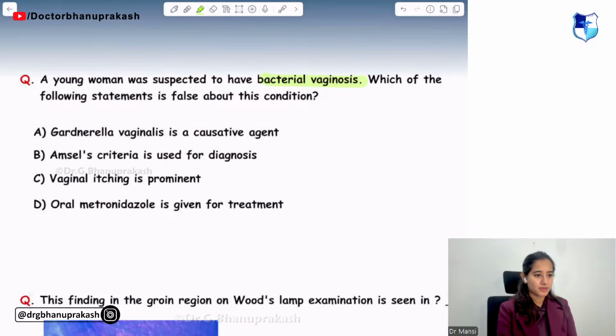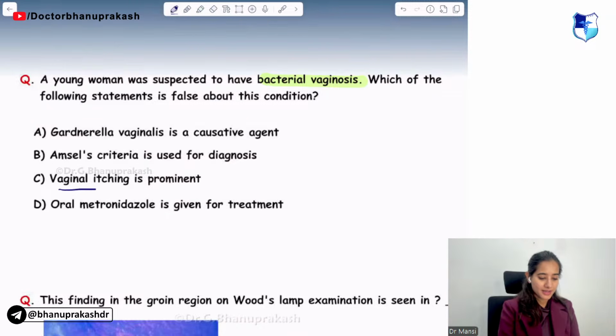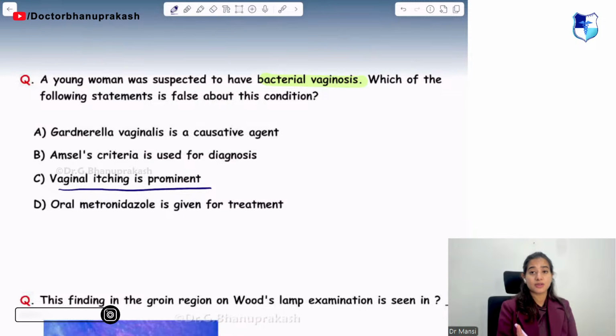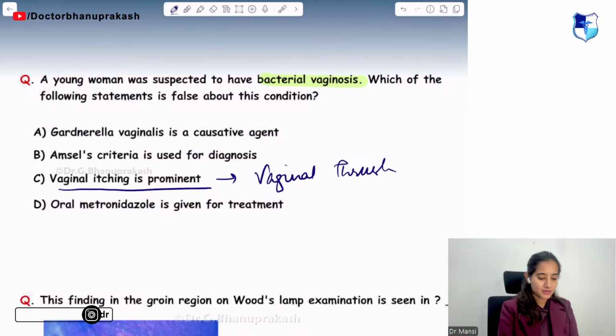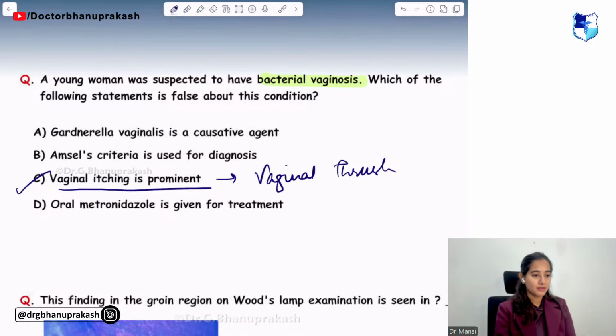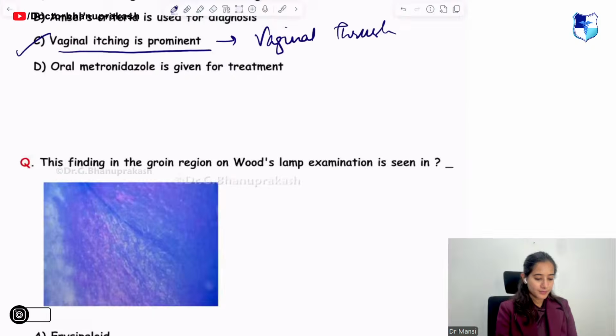A couple of you have come up with the right answer. Bhuvan, you're absolutely right. As Bhuvan said very correctly and precisely, prominent, very intense vaginal itching is a feature of vaginal thrush, rather. So that is the correct answer. The others are features of bacterial vaginosis.